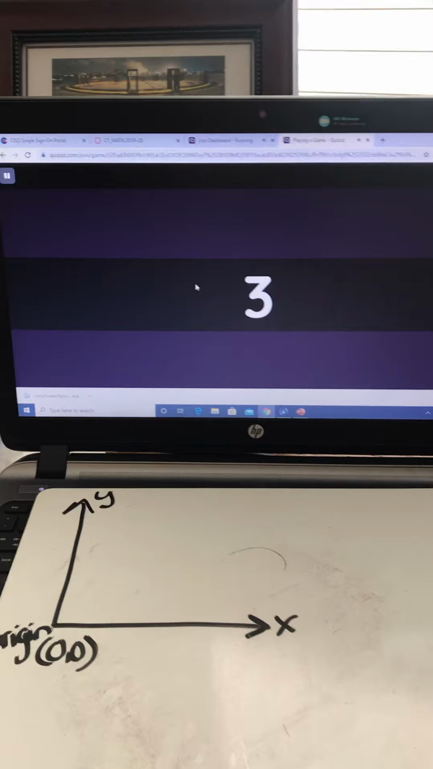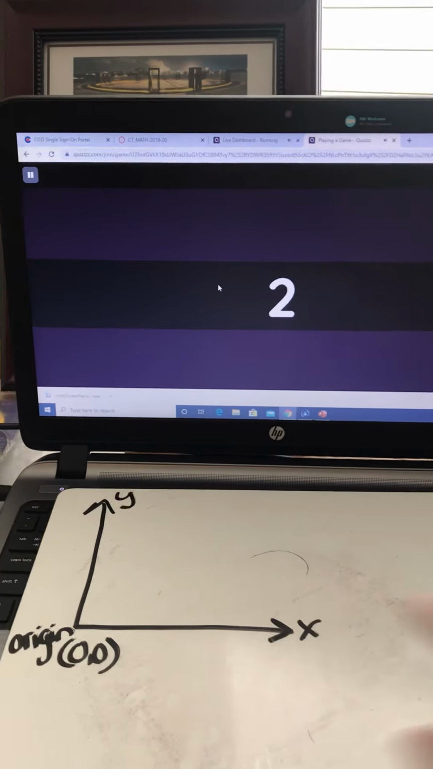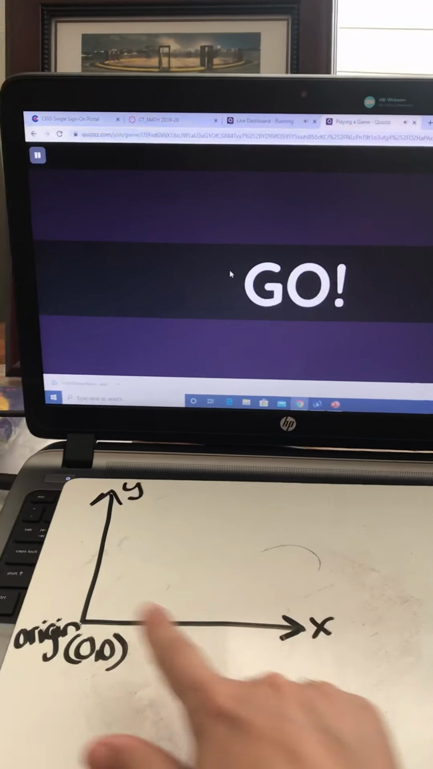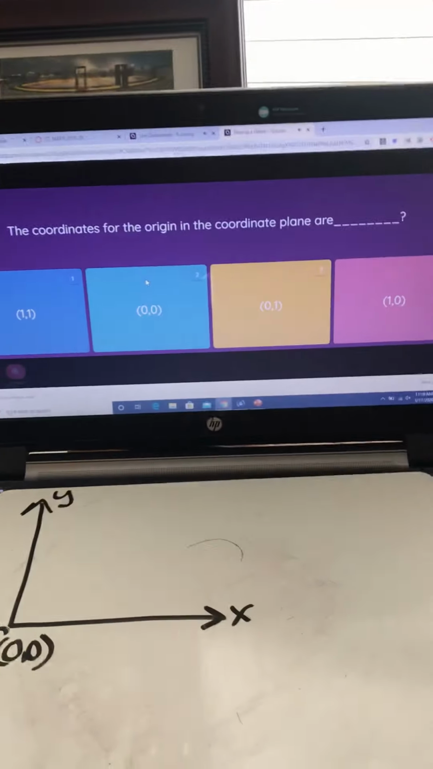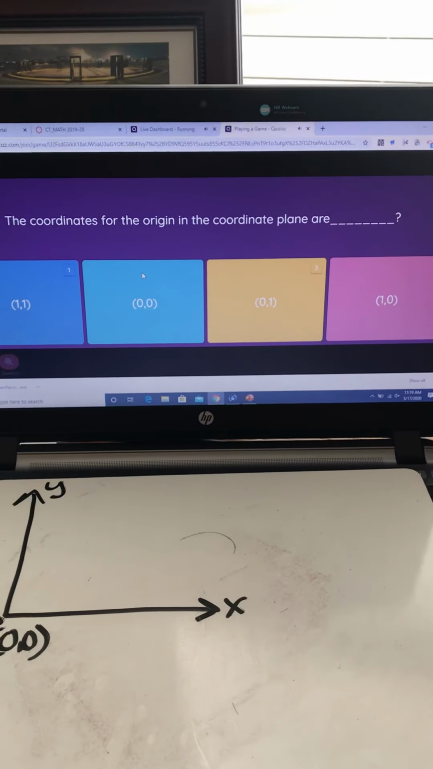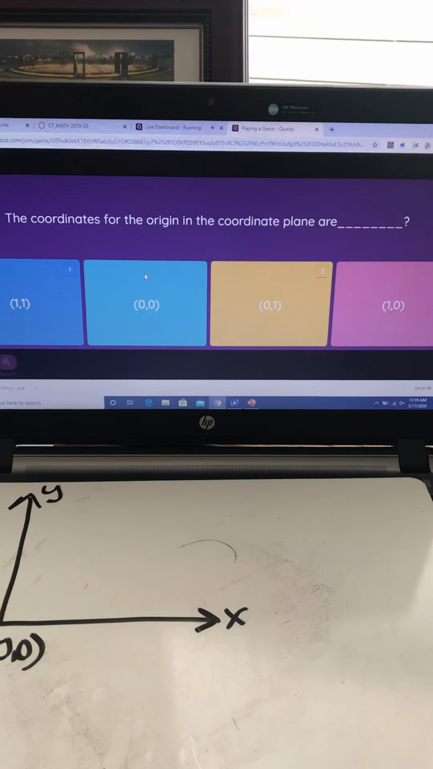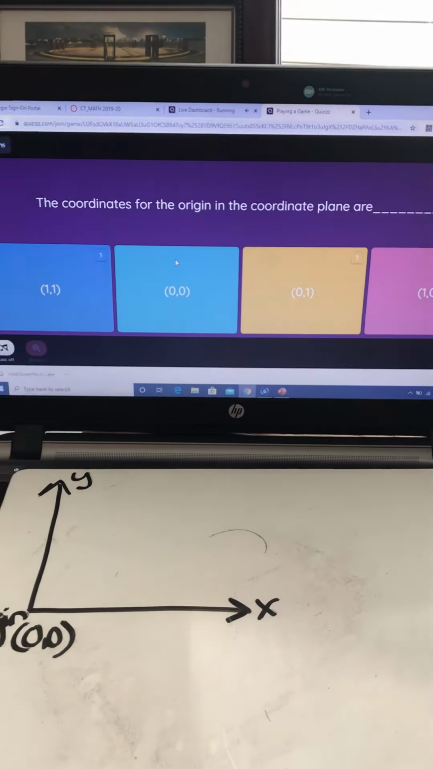Here we go. Before I started, I drew an X and Y coordinate plane with the origin on my whiteboard to maybe help us with some of our questions. The coordinate for the origin in the coordinate plane, here on my board, will always be at 0, 0. It's always the beginning.